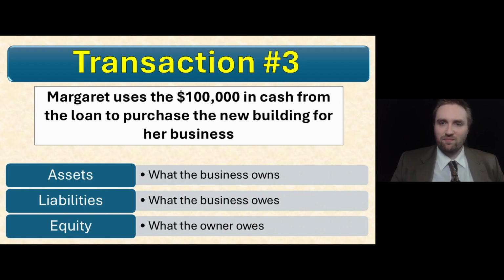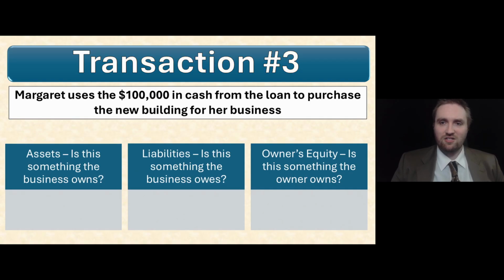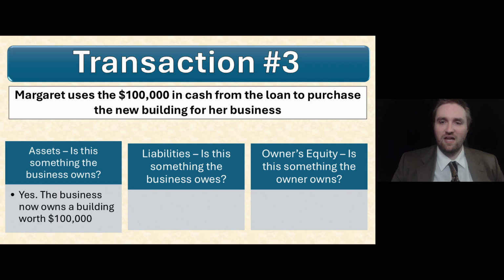Transaction number 3. Continuing from transaction number 2, Margaret uses the $100,000 in cash from the loan to purchase a new building for her business. Let's go step by step. Assets. Is this something the business owns? Yes, the business owns the new building. Margaret paid for it with the $100,000 in cash from the loan, bringing the cash asset to $0 and the building asset to $100,000 in value.